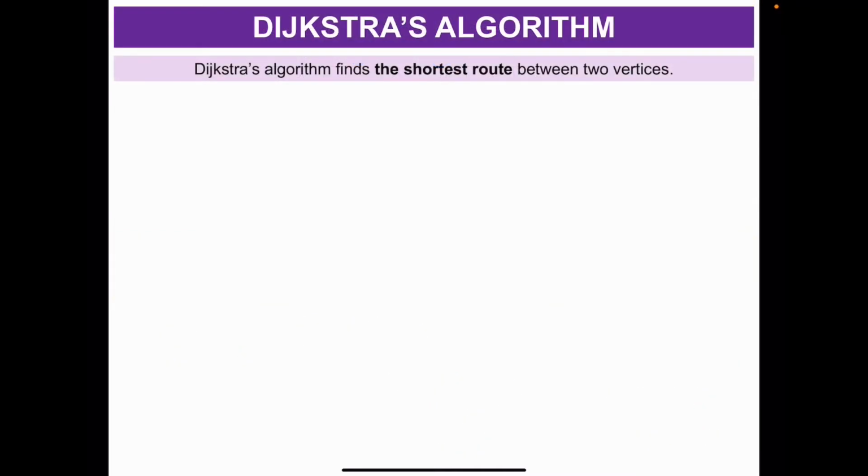As said at the beginning of the lesson, in the second part of the lesson today, we will discuss the new algorithm that's called Dijkstra's algorithm. And this algorithm finds the shortest route between two vertices.